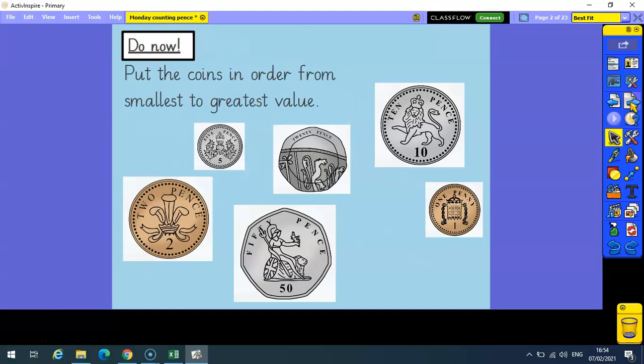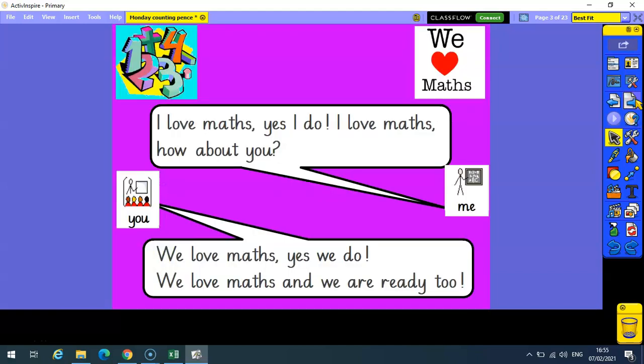Okay, so before we start our maths lesson, I want you to put these coins in order from the smallest to the greatest value. Do it without help, just to test what you might already know or what you can guess, and then we'll find the right answer later. Pause the video, put the coins in order from smallest to largest value, and press play when you are ready. Okay, we're going to come back to this in a minute.